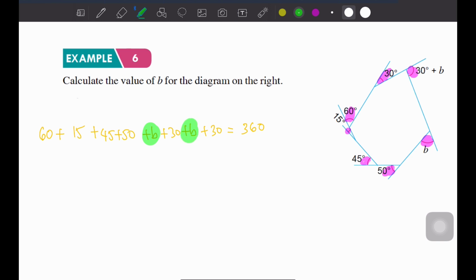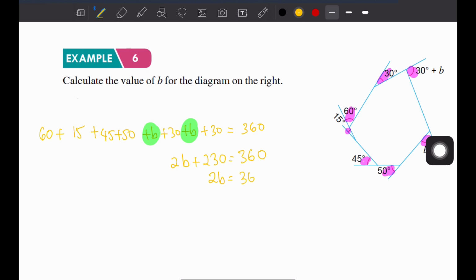1B, 2B. Okay, you have 2B. You add up the other numbers. So you have 60 plus 15 plus 45 plus 50 plus 30 plus 30. So the sum is 230, and the total is 360. So now we only want 2B. So 2B is equal to 360 minus 230.